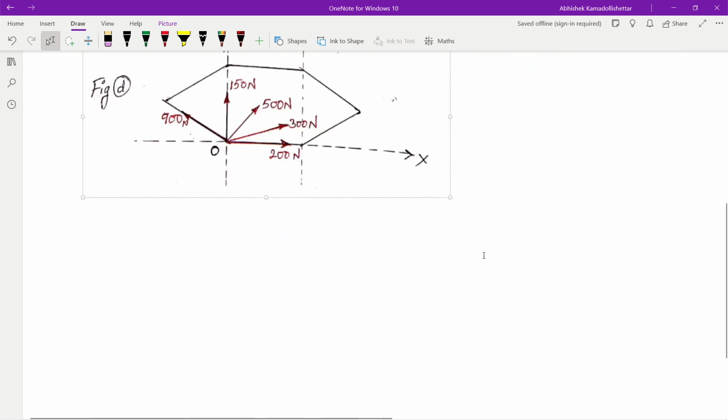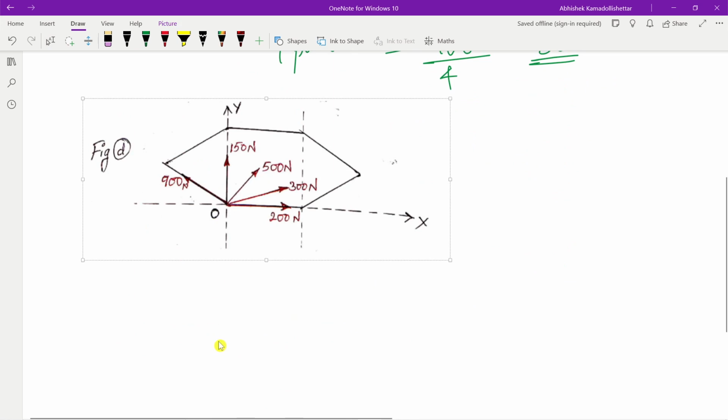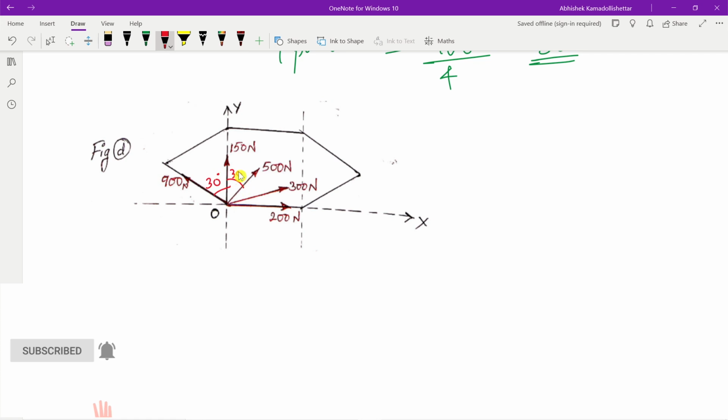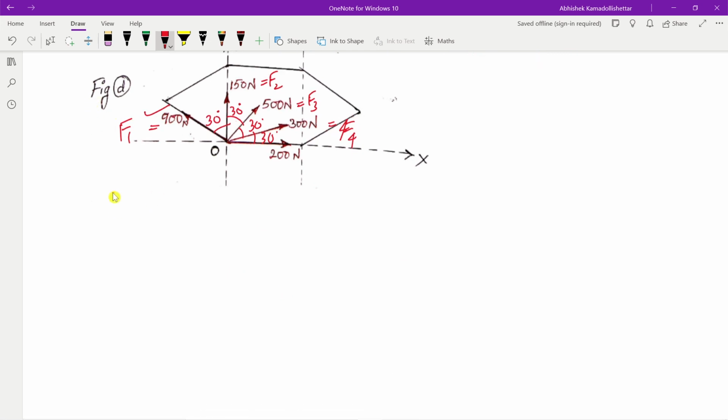So let me take it down. The first thing here is you got the intermediate angles. How much did you get? You got them as 30 degrees, 30 degrees, 30. For the solution, first we will focus on the 900 force. Let's call this force F1, this force F2, this is F3 and F4.